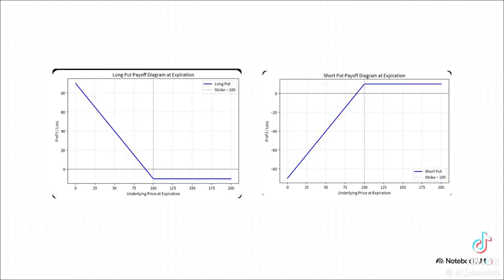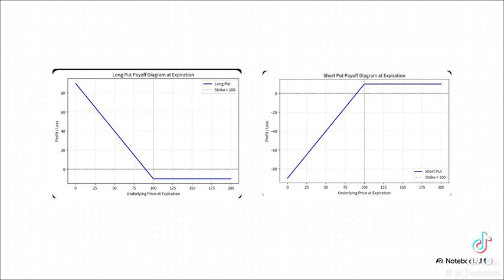And guess what? The exact same logic applies to puts. It's just a different direction. If you buy a put, like you see on the left, you're betting on the price to fall. Again, your risk is limited to what you paid, but your profit grows as the price drops. The seller on the right, they're hoping the price stays stable or goes up.